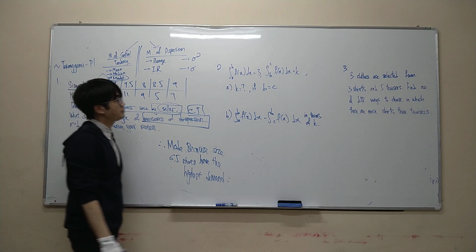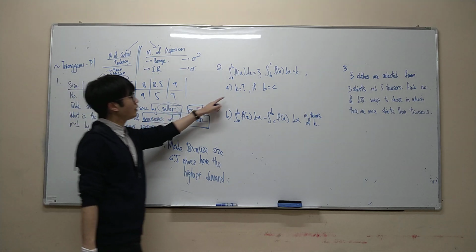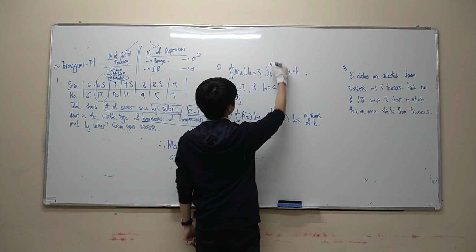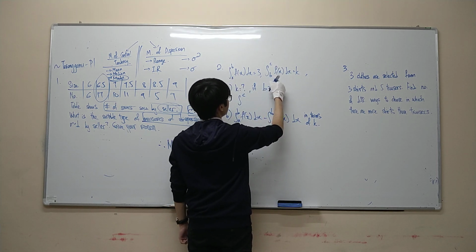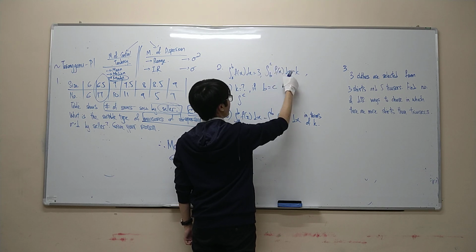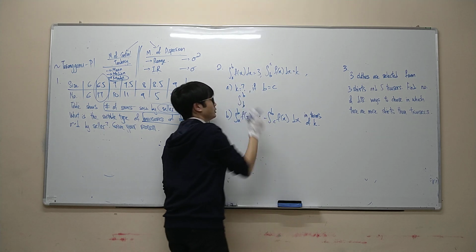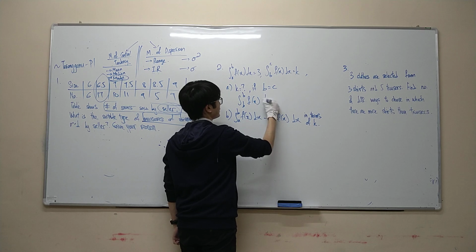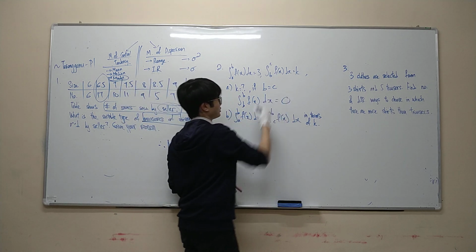Number 2, integrate from a to b f(x) dx equals 3, integrate from b to c f(x) dx is k. Find the value of k if b equals c. What does it mean by b equals c? It means the c here I can erase and change to b. Do you understand? So when the number here is the same, the number here will be 0.